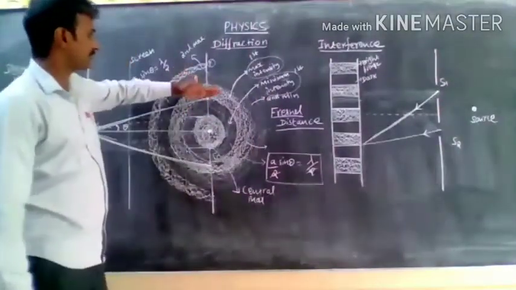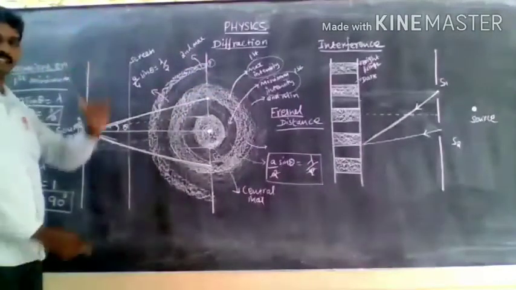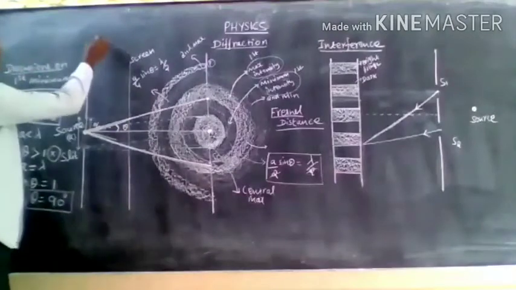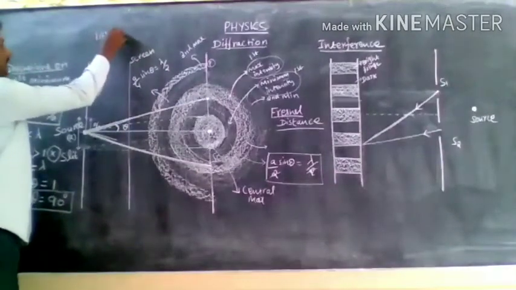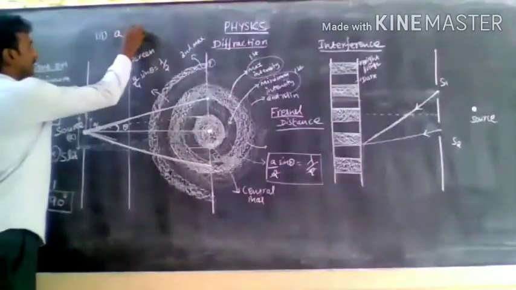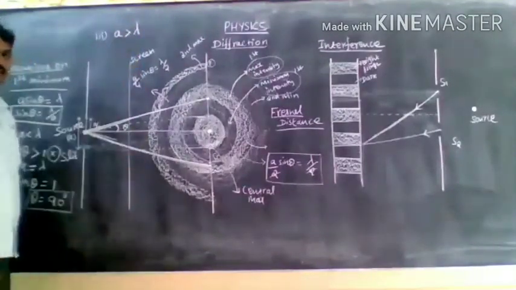Because the first minimum is obtained at 90 degrees. Next, condition number 3. Suppose the size of the slit is greater than the wavelength of the light.